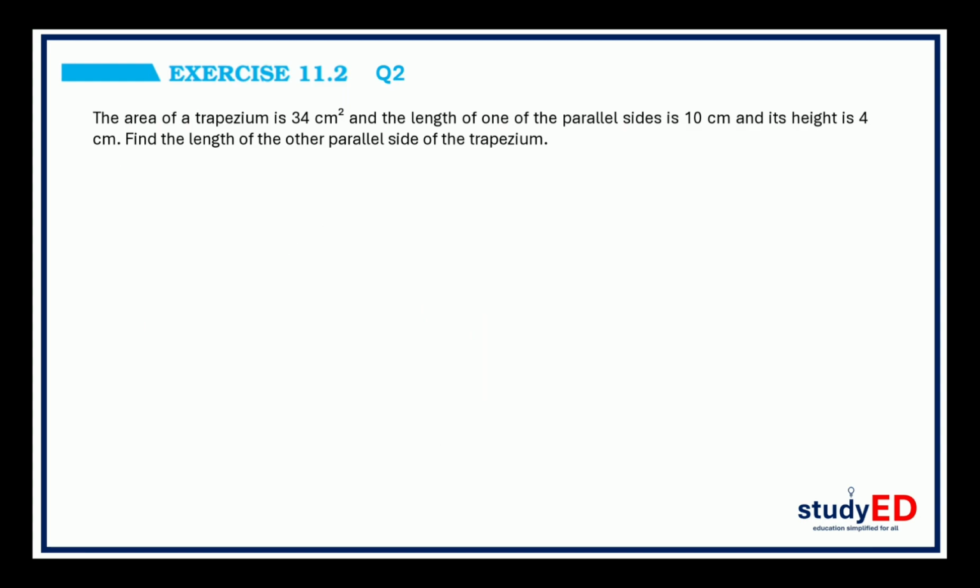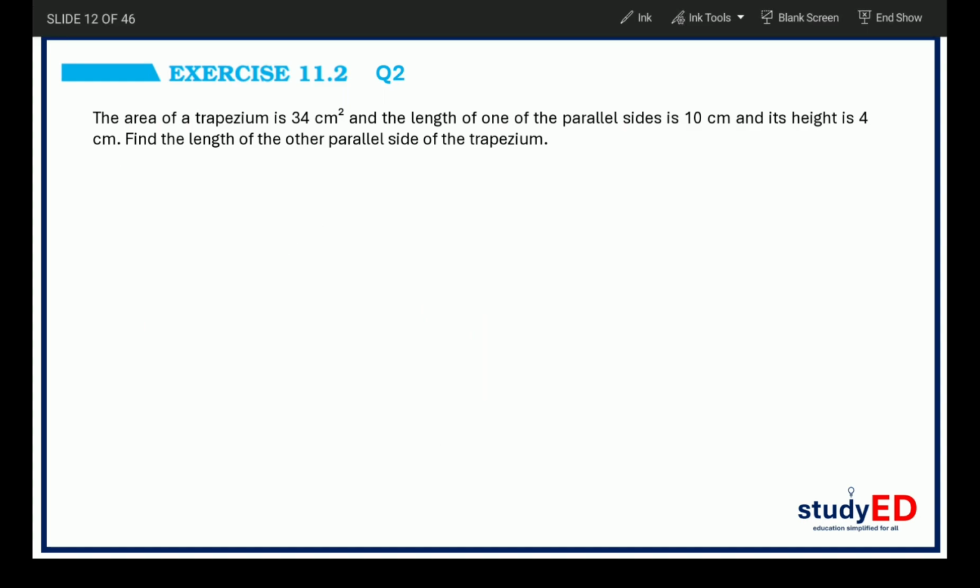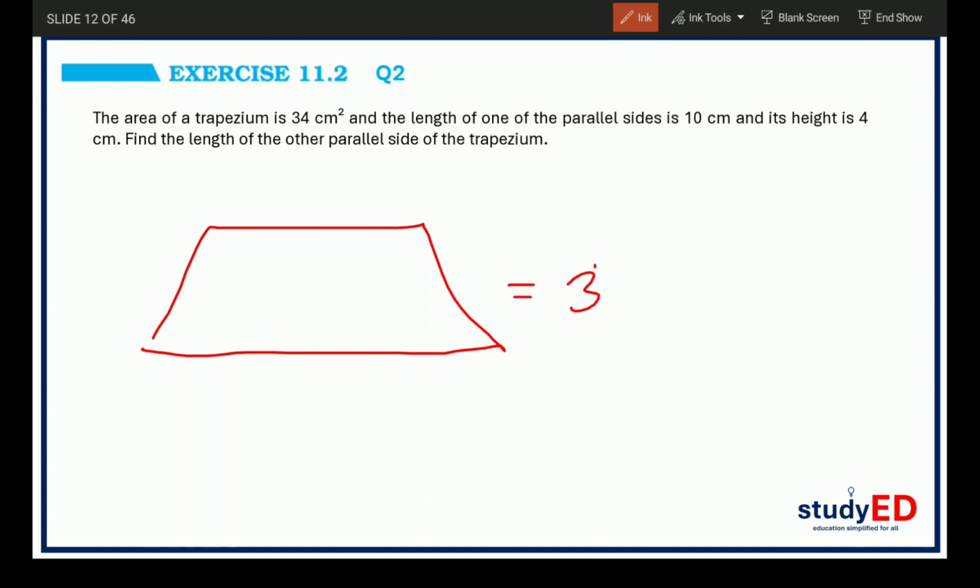The area of a trapezium is 34 centimeters square. The length of one of the parallel sides is 10 centimeter and the height is 4 centimeter. Find the length of the other parallel side of the trapezium. Now it's mostly a method of transposition over here. So let's take this as an example figure. This area is going to be 34 centimeters square. Length of one of the parallel sides, let's take this one, is 10. Height is 4. Find the length of the other parallel side of the trapezium.